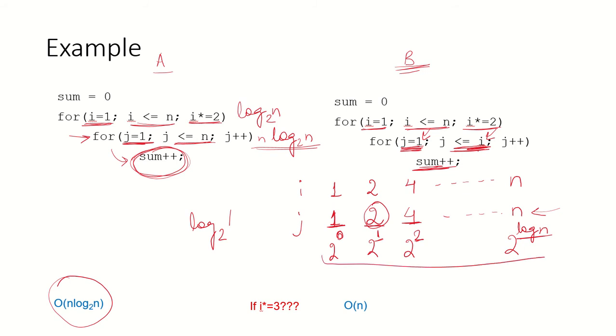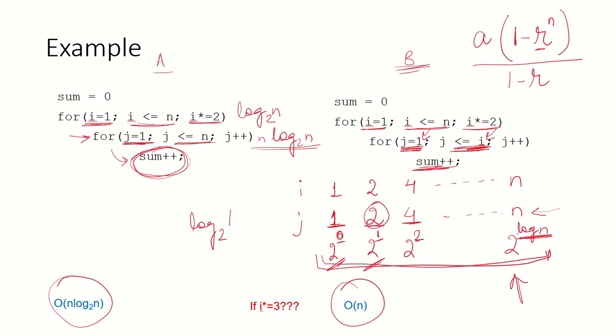Now we have to compute the sum of all of these, and we see that this is a geometric progression where the first term is 2 to the power of 0, which is 1. The common ratio is 2, and the number of terms over here is log n plus 1. And we know the sum of the geometric progression is a, which is the first term, times 1 minus r to the power of n, where r is the common ratio and n is the number of terms, upon 1 minus r. If you compute the sum of these log n plus 1 terms, you will find that the complexity of this algorithm would be order of n.